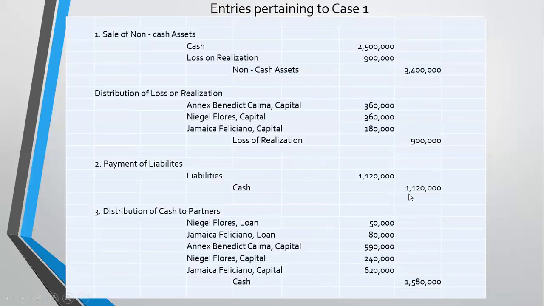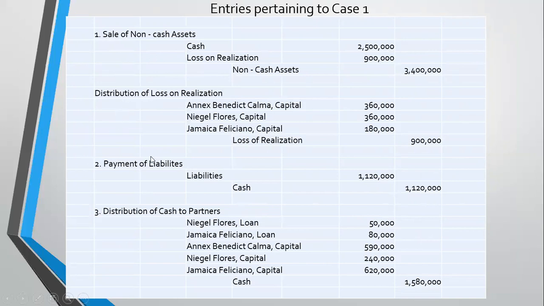So, ito ngayon yung ating entries pertaining to case 1. So, for the sale of the non-cash assets, di ba, you debit the cash for 2.5, and then you debit the loss on realization for 900,000 and credit the non-cash assets for 3.4 million.